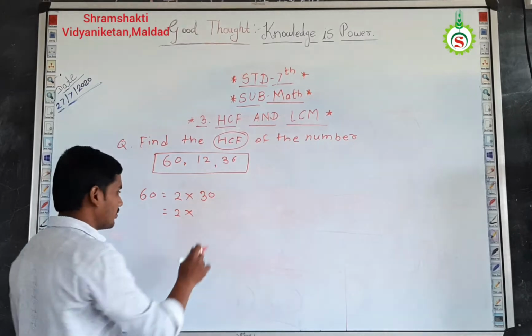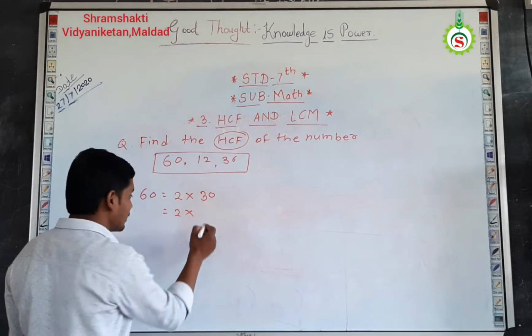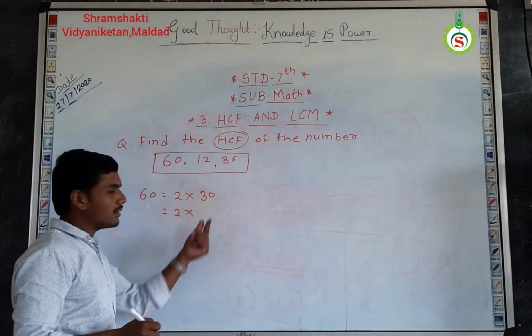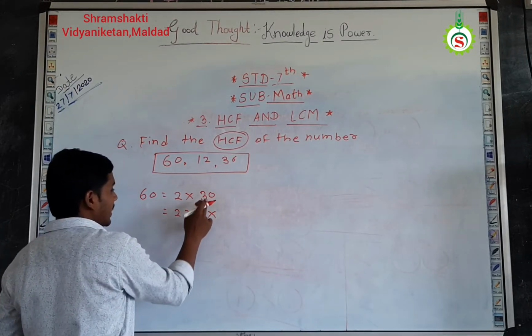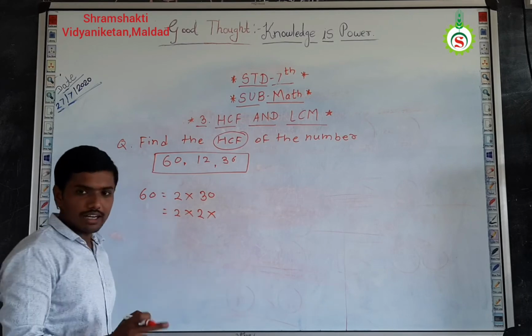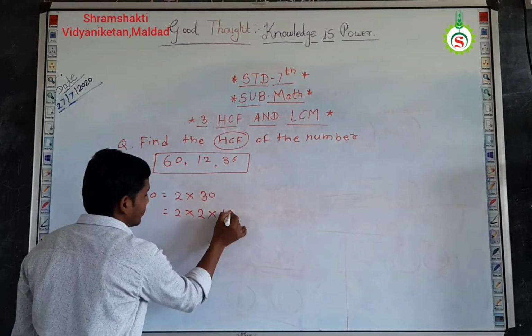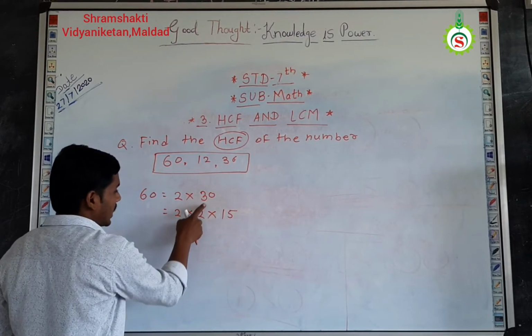Another number, but that 30 is divisible by another number. So again, which is the smaller number which will divide the 30? Again 2. So if I divide that 30 by 2, what will be the answer? Obviously, the answer will be 15, because 15 2s are 30.